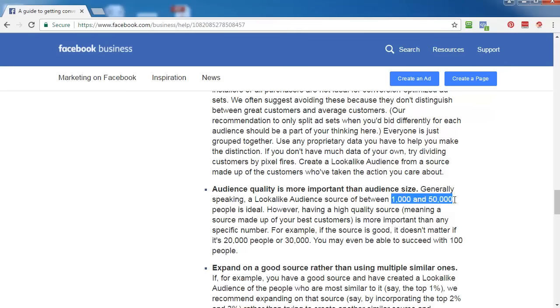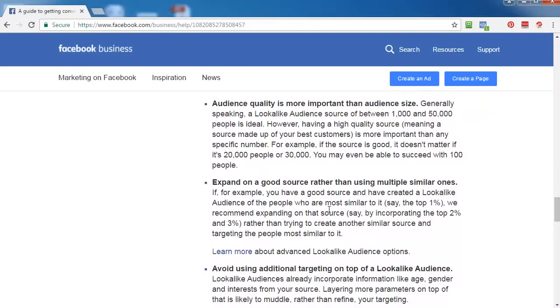So if you have a retargeting list, it's got to have at least 1,000 on it before you create the lookalike to make it of quality. If you have a purchase lookalike, you've got to have at least 1,000 on there to make it a quality lookalike audience. Okay. It says having a high quality score, meaning a source made up of your best customers, is more important than any specific number. If the source is good, it doesn't matter if it's 20,000 or 30,000. You may even succeed with 100. So it depends on the source.